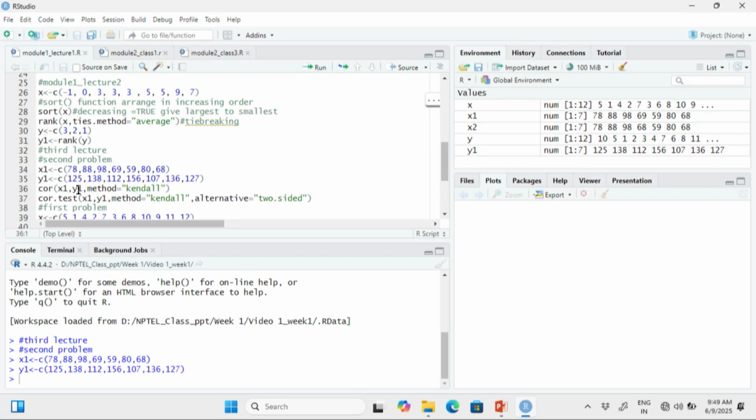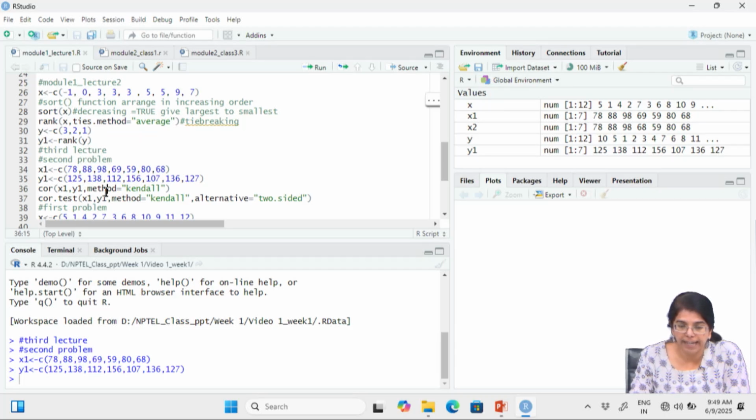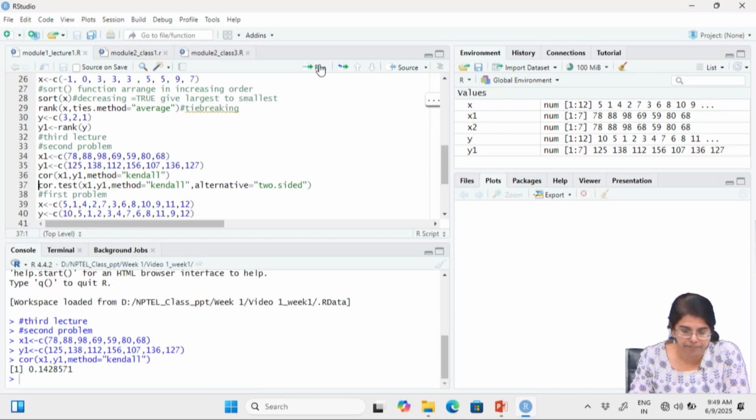Now, correlation x1, y1, do not forget to write method is Kendall's. Because earlier we have done the same problem using the Spearman, right? So, here we are going to use Kendall's. Now, you will find the Kendall's correlation is 0.1428. Now, what will be your take on it? It is a positive correlation, of course.